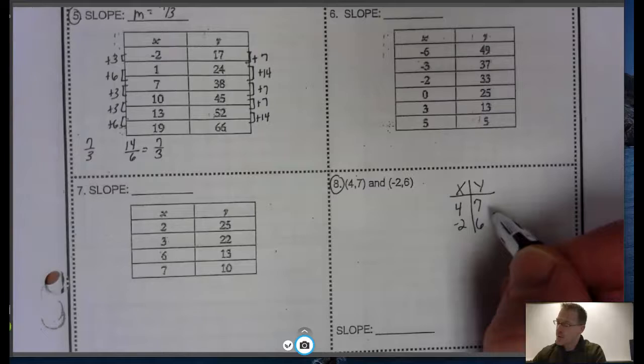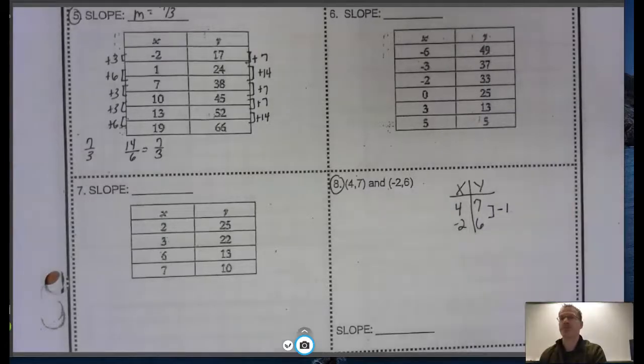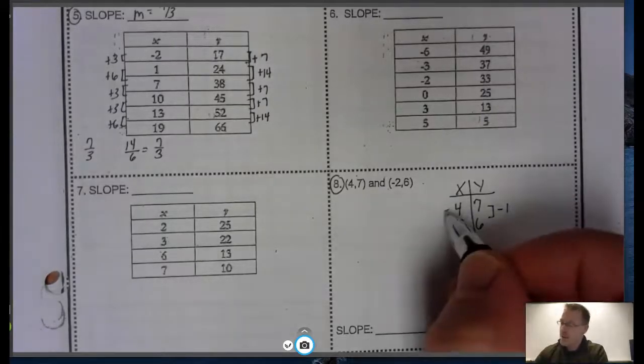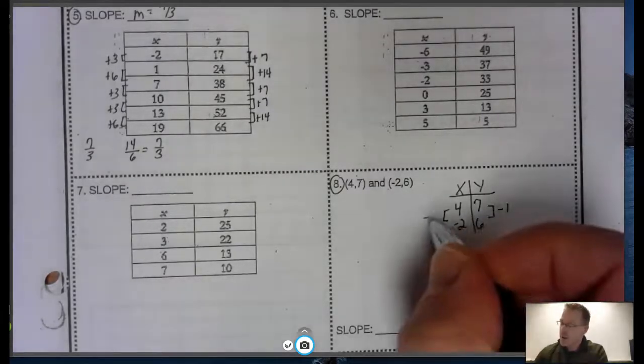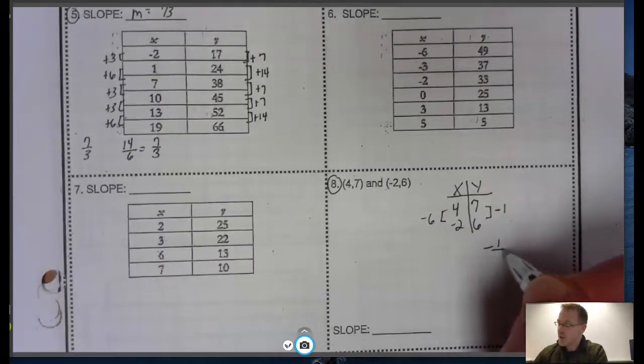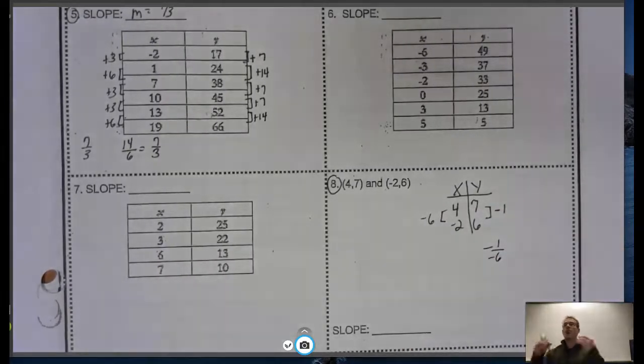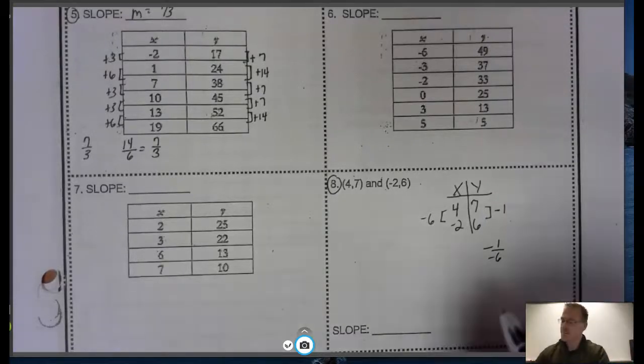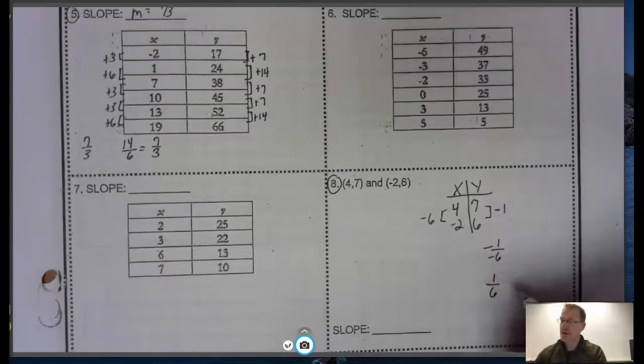And so notice when I go from 7 to 6, I go down 1. And when I go from 4 to negative 2, I go down 6. And so my rate of change would be negative 1 to negative 6. Now, once again, we want to reduce that, simplify that. And a negative divided by a negative is a positive. So my rate of change is 1 over 6.